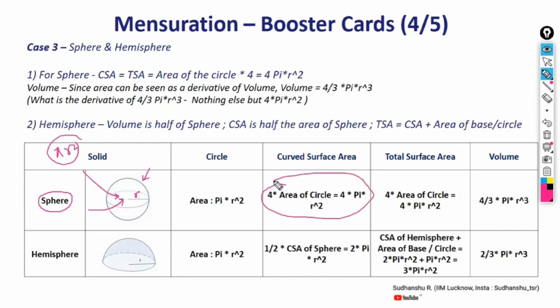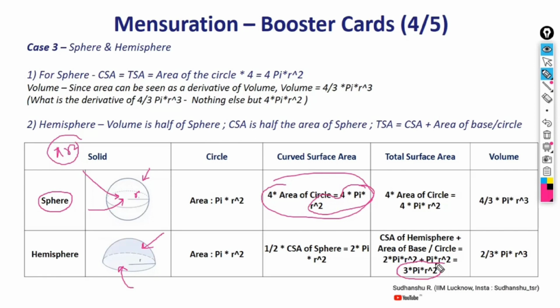4 into area of the circle. Similarly, if you see a hemisphere, your curved surface area will become half of this. So 2 pi r square. But then you have a base also, right? So total surface area will become 2 pi r square plus the base, therefore 3 pi r square.